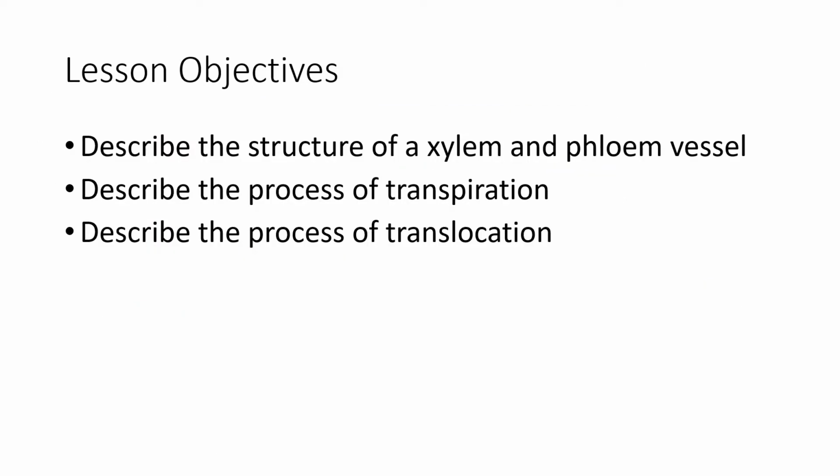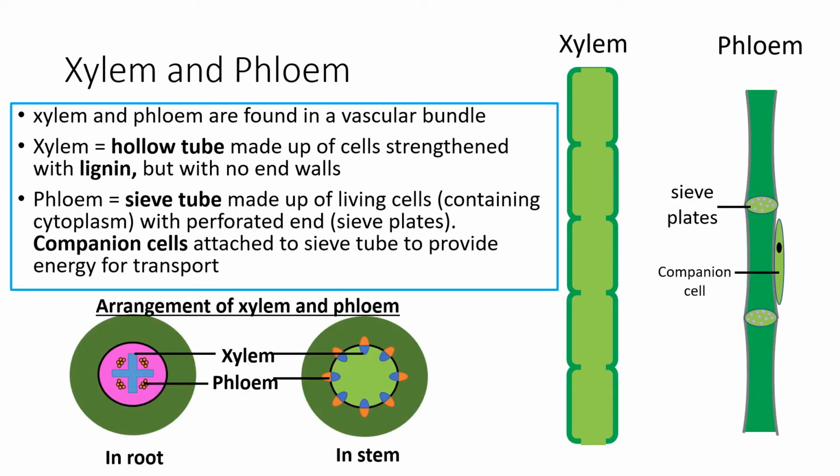In this lesson, we're going to look in more detail at the structure of the xylem and the phloem vessels, and we're going to talk about processes called transpiration and translocation. A xylem vessel and phloem vessel are the two main vessels found inside a plant, in particular in a plant stem, but they're also found in plant roots.